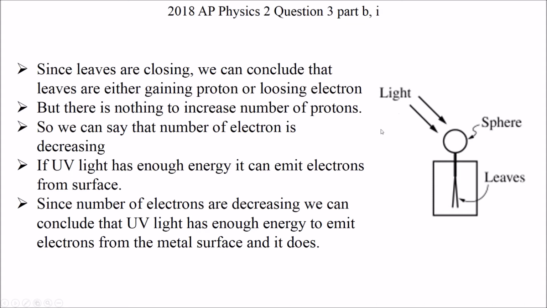So UV lights are getting closer, which means we don't have any protons in that case. There's nothing related to the protons. But what we know from the photoelectric effect is that if you shine light on a metal and it has enough energy, you can emit electrons from the surface. So UV light has enough energy to emit electrons from the surface, and that means you're going to have less negative charge on the leaves, so the leaves are just going to close more.